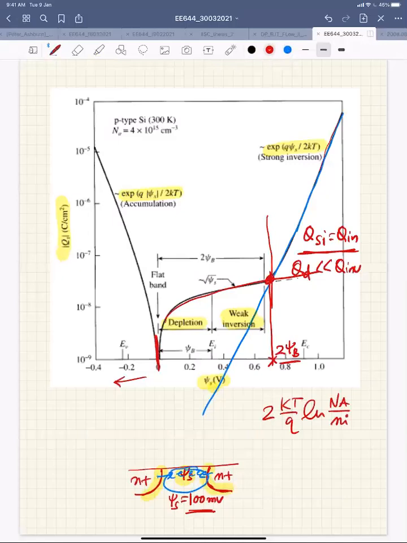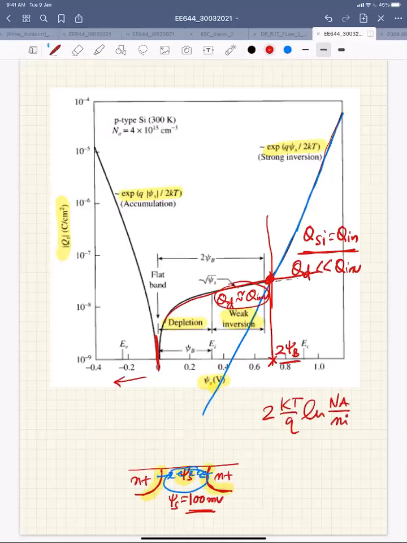In weak inversion, your QD and Q inversion are comparable. Your Q inversion is increasing very fast, while QD is increasing slowly. But in the weak inversion region, your Q inversion is not more than QD; they are comparable, very close to the Q depletion.